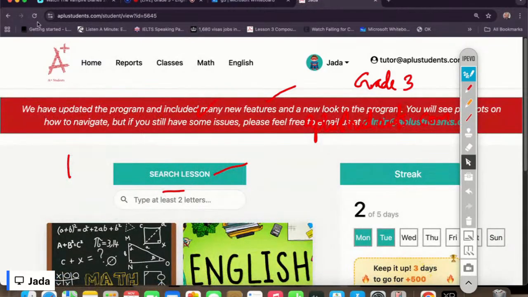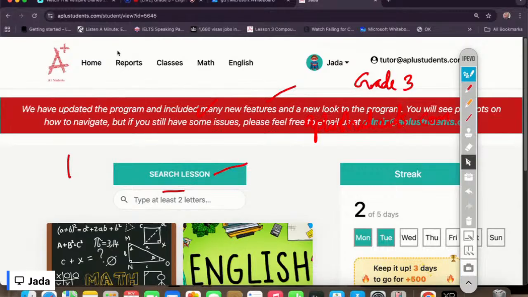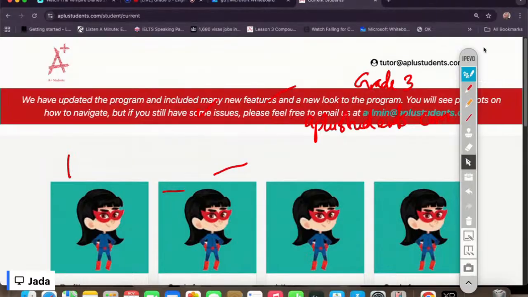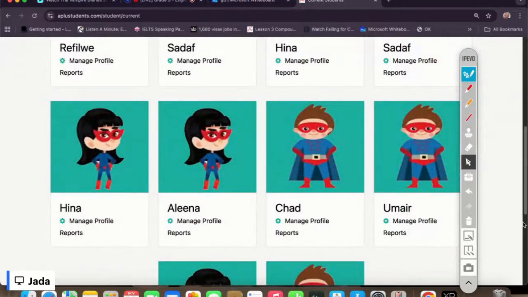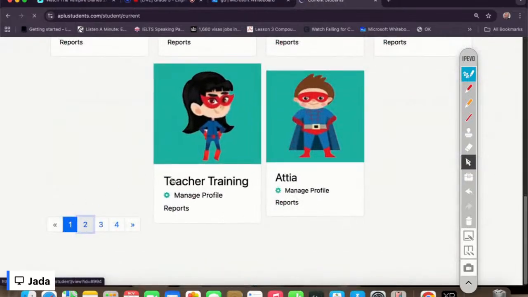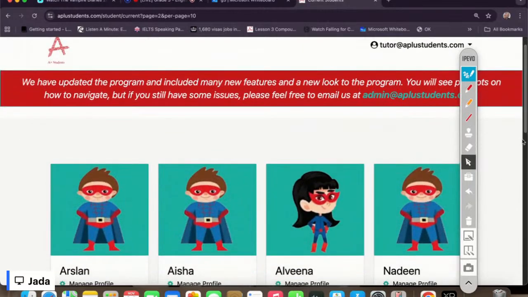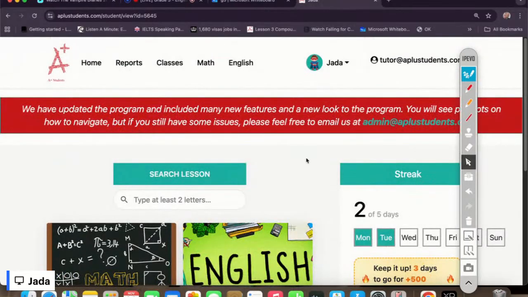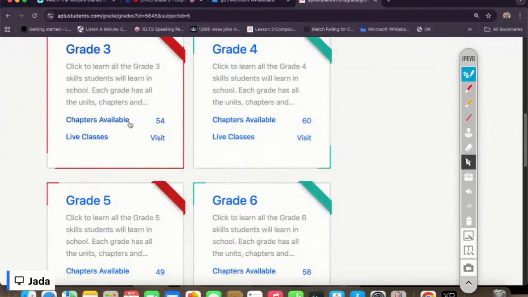Alright, so let's try to log in together. I'll just guide you and we will log in together, okay? So of course you move on to the aplusstudent.com, and just like I have over here the names, you would have to click on your name, okay? So I'll move here and I will click on my name here, okay? After going to the website, move on to language arts English, okay? And the grade, we have the grade 3.